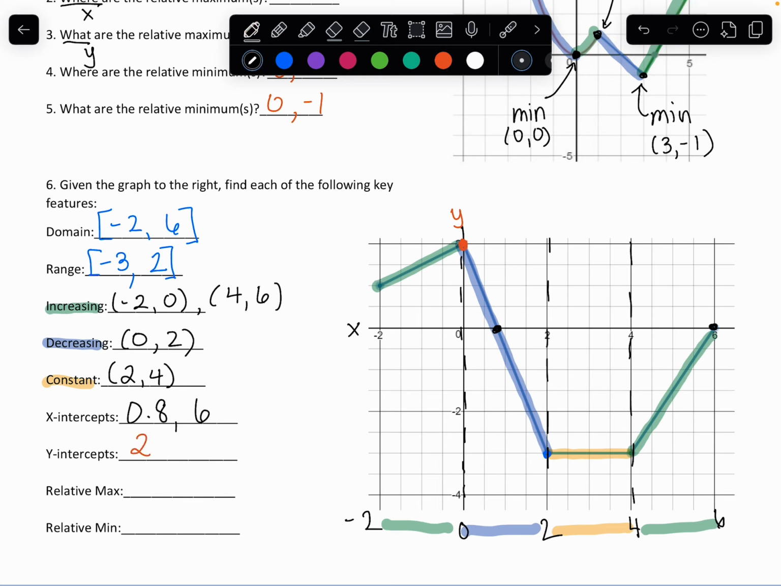A relative max, remember, that's increasing to decreasing. So this point right here, which happens to be our y-intercept, is our maximum. And since it's not asking where and what, I'm just going to write the point. So that is 0, 2.